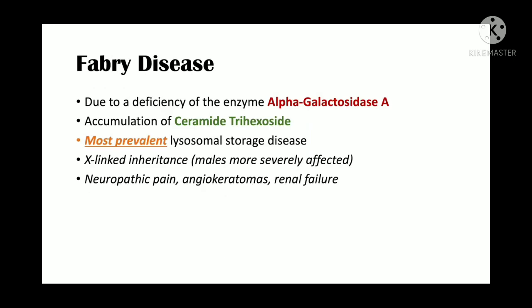The next condition we're talking about is Fabry disease. Fabry disease is due to a deficiency of the enzyme alpha-galactosidase A. It leads to the accumulation of ceramide trihexoside, and it's the most prevalent lysosomal storage disease. So this is the most important thing to remember. It is also important to remember because it is an X-linked inherited condition, and because it is X-linked, males are more severely affected. Females can be affected, but generally speaking, males are more severely affected.